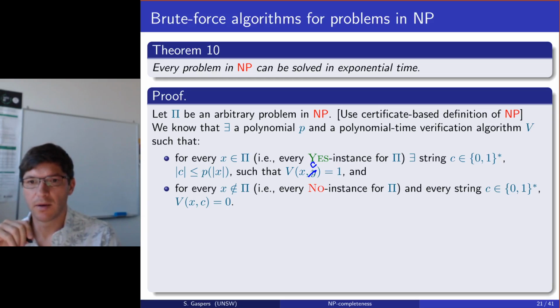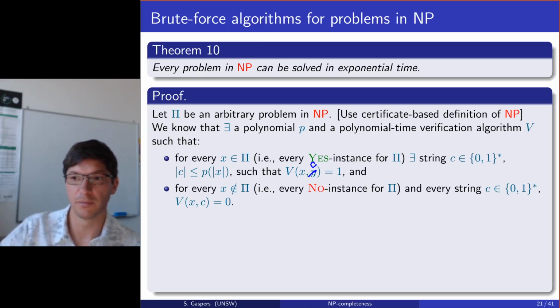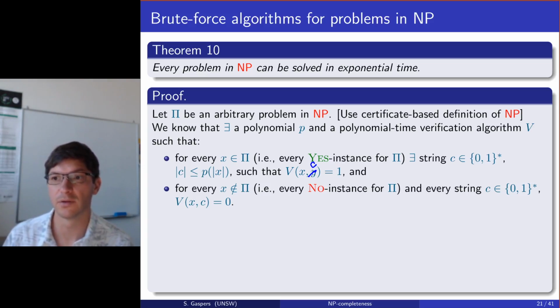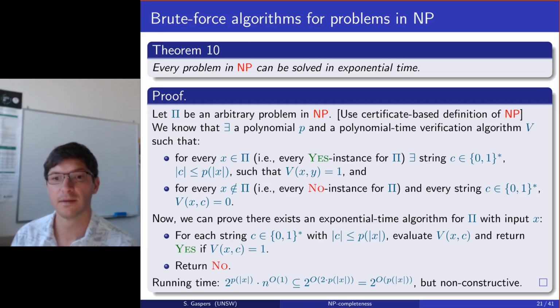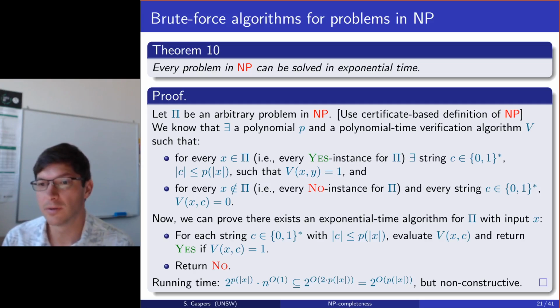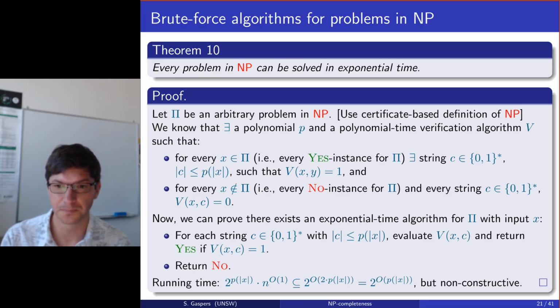And now for every input that's not in our language, so for every no instance, and for every string C, we know that the verifier returns 0. Because for a no instance, there exists no valid certificate. So what remains to be done is that we just need to be able to generate these certificates. But since their length is upper bounded by a polynomial in the size of x, we know that there's not too many of them.